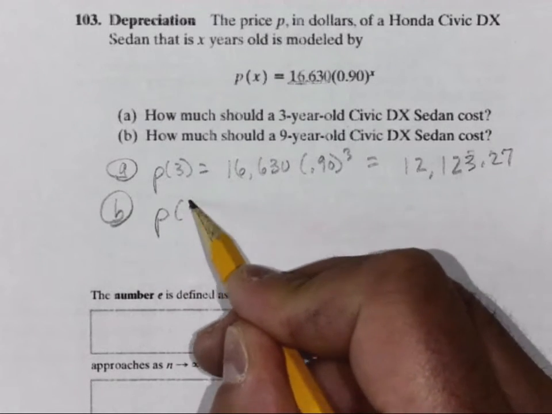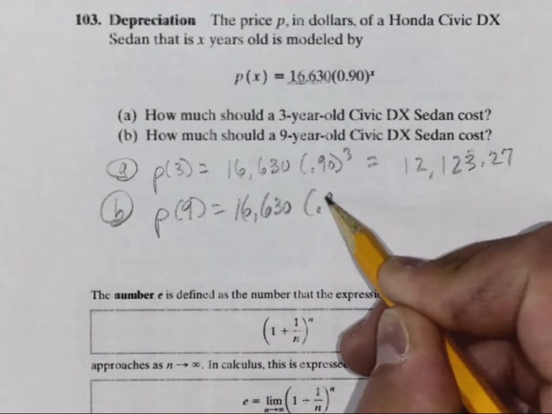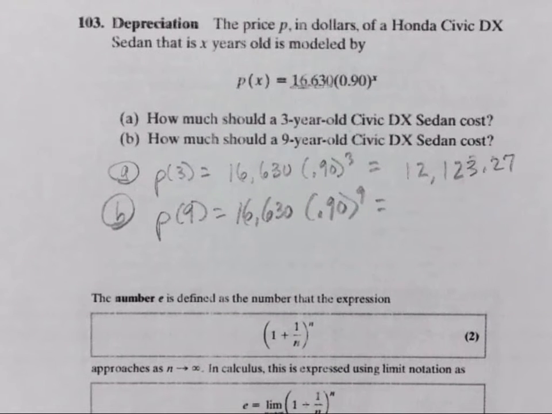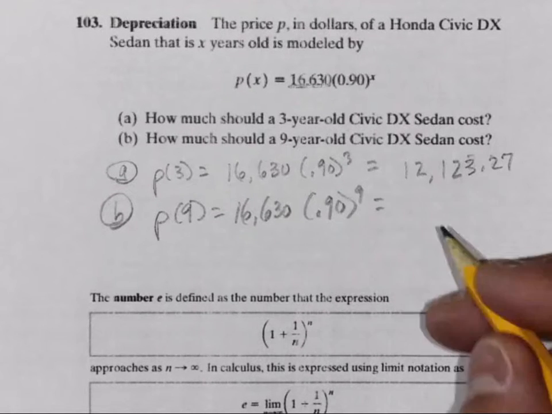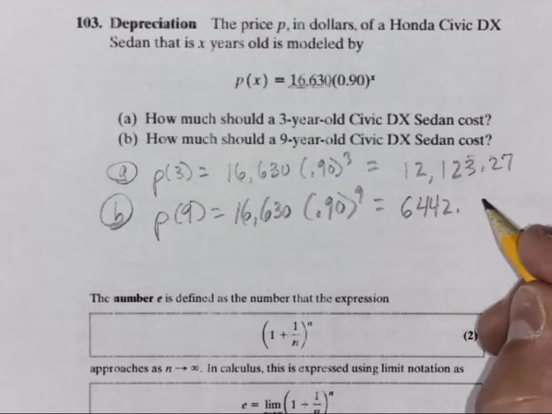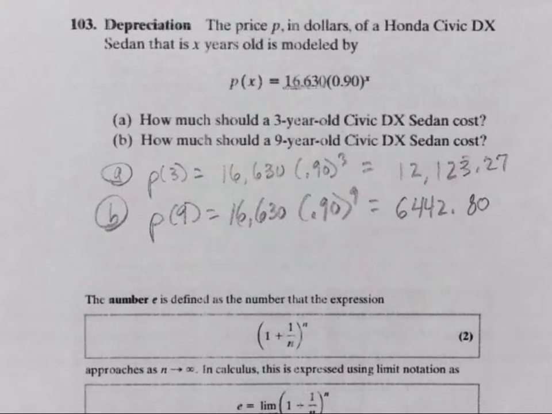Okay. How much is it worth after 9 years? So then we essentially put 9 in that exponential spot. And so the car is worth $6,442.80.